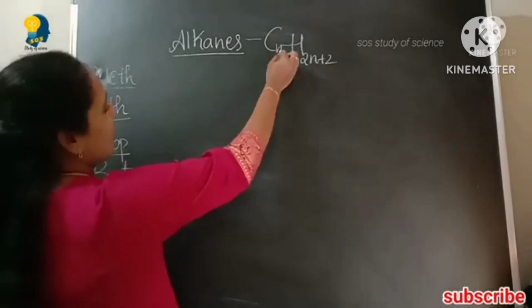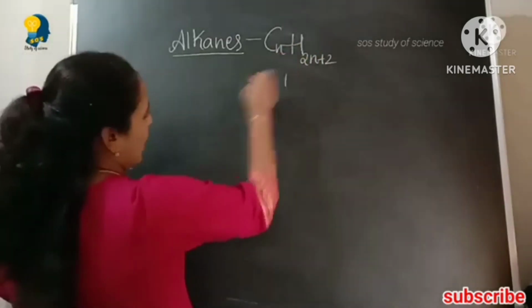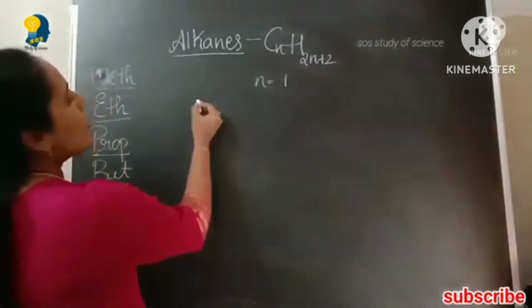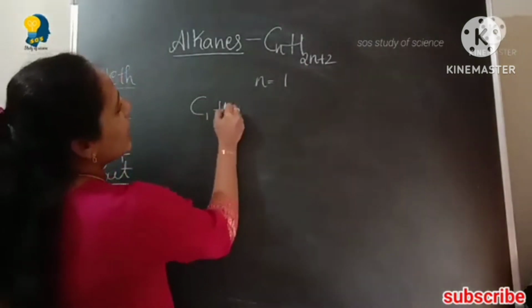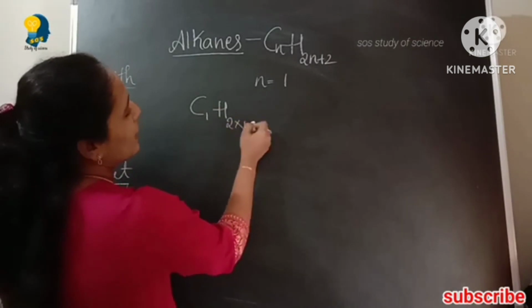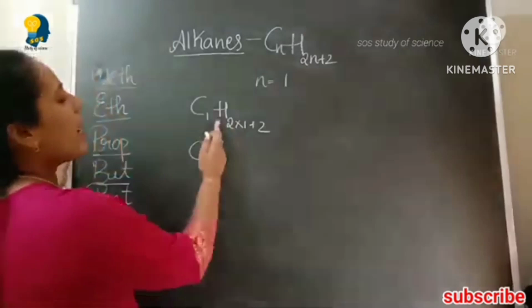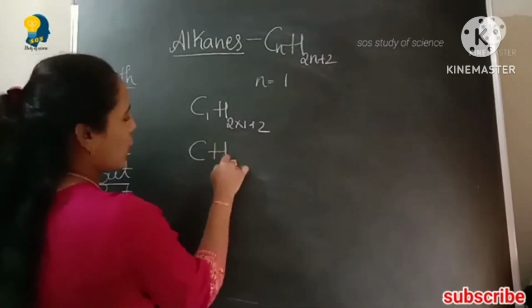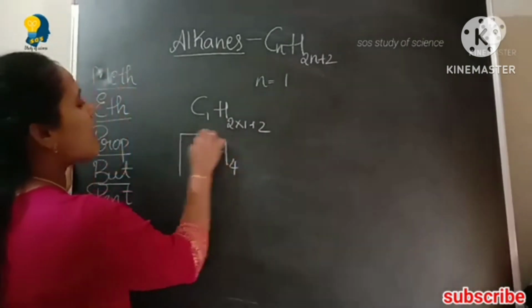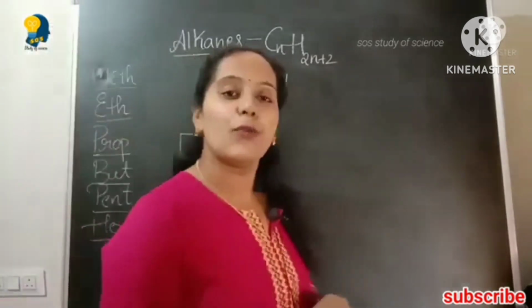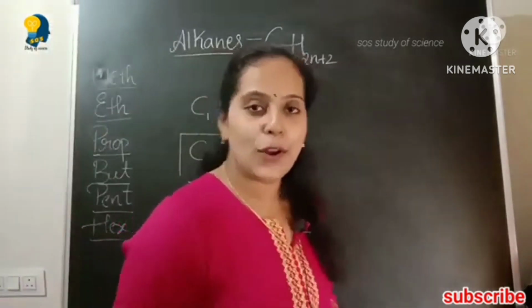So Cn, now n is equal to 1. Wherever there is n, let us replace it with 1. So C1 H(2 into 1 plus 2). It is nothing but C1 is same as C. H2 ones are 2, plus 2 is 4. CH4 is the first member of the alkane. So how do we name the CH4? Very importantly, we want to understand.